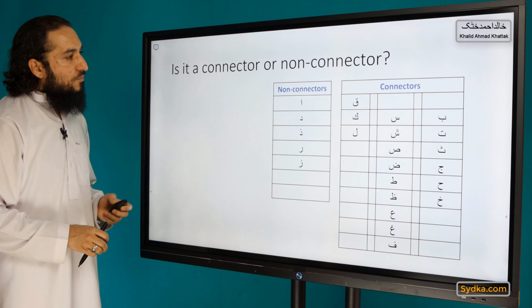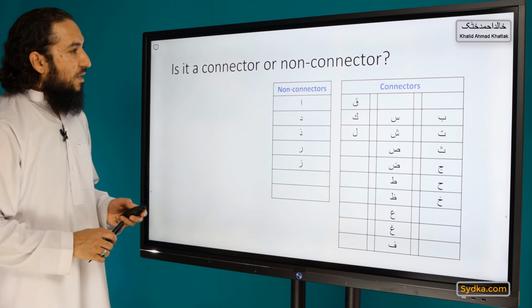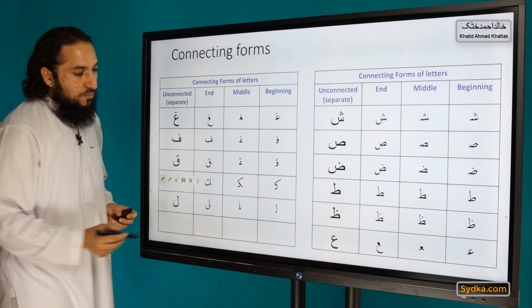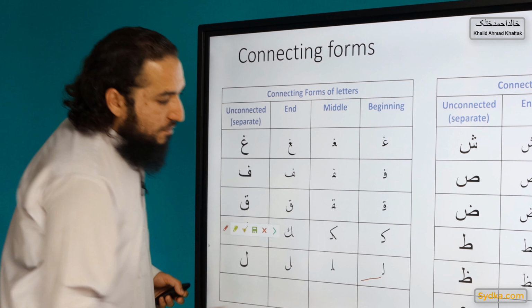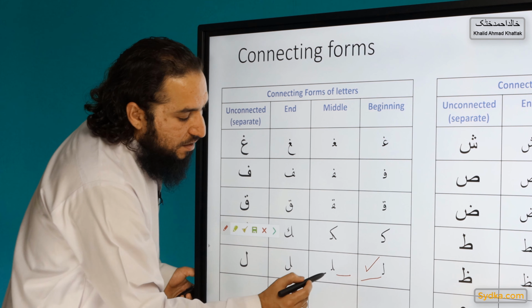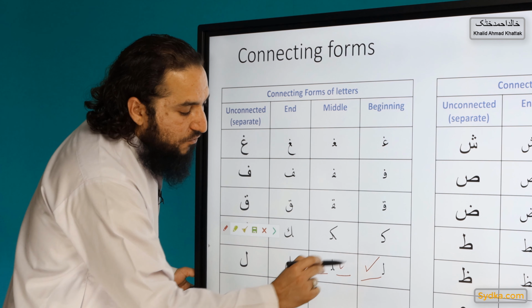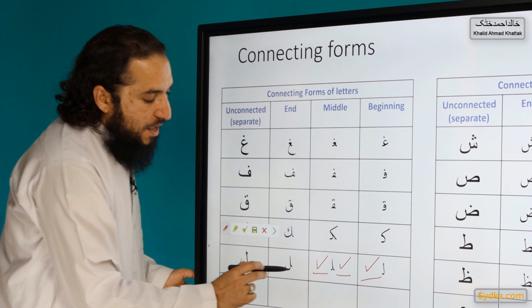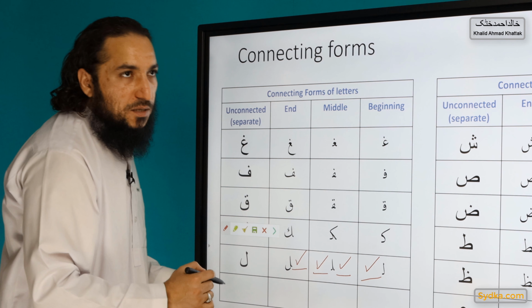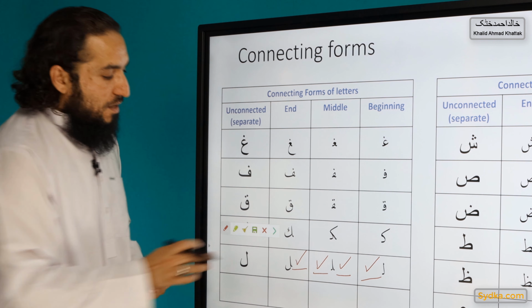Is it a connector or non-connector? It is a connector, because if you see its connecting forms, you can connect other letters after it when it's at the beginning. If it's in the middle, you can connect other letters before it or after it. If it is at the end of a word, you can connect other letters before it. So it fulfills all the conditions of being a connector, hence it is a connector.